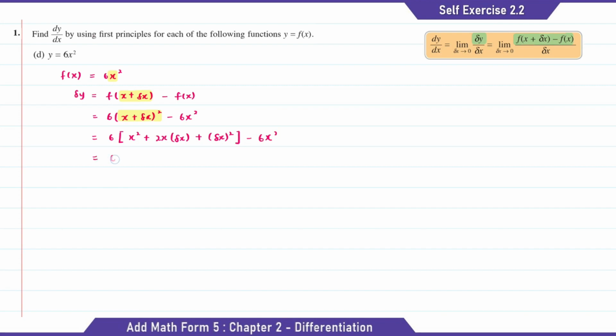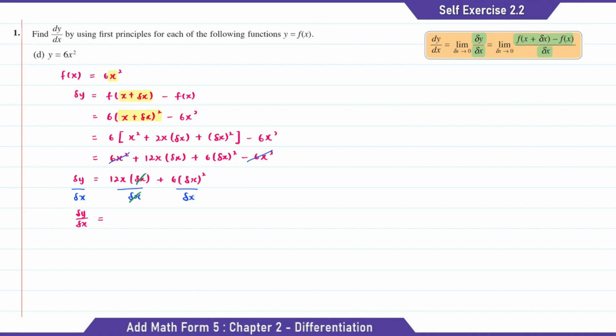Then continue to expand this: 6x squared plus 12x delta x plus 6 delta x squared minus 6x squared. So 6x squared minus 6x squared will be cancelled. Then this will be the delta y. Next, divide both sides with delta x.